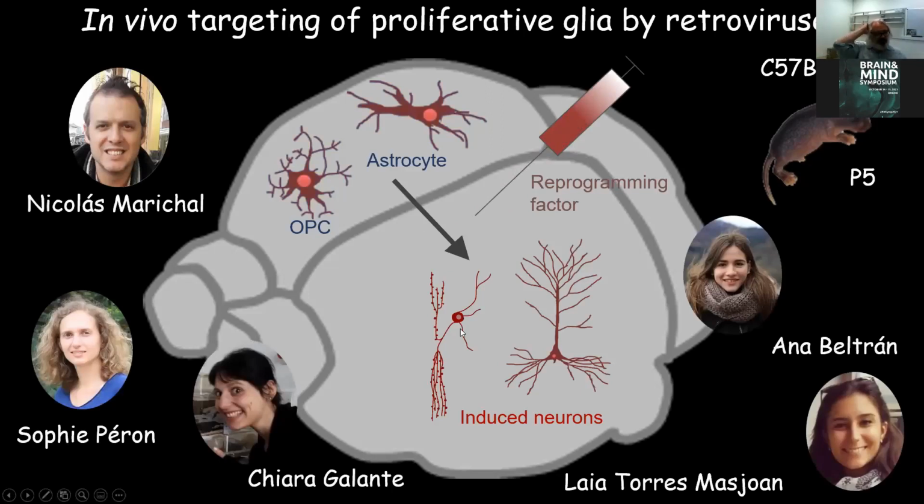And this is the work of a team in the laboratory, spearheaded particularly by two really talented postdocs, Sophie Perron and Nicolas Marichal, and with very important contributions from different PhD students. Chiara Galante did some part of the work here. She already finished her PhD, and there are two additional PhD students working on this topic, Ana Beltran and Laia Torres, who work on the question: can we convert in vivo glial cells into neurons?